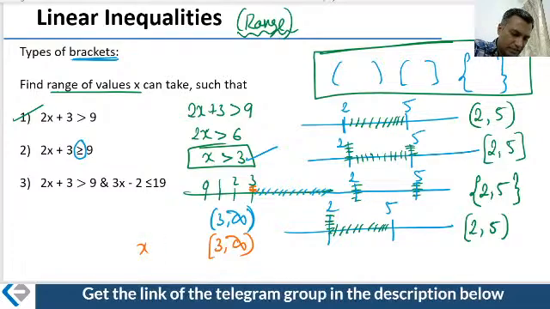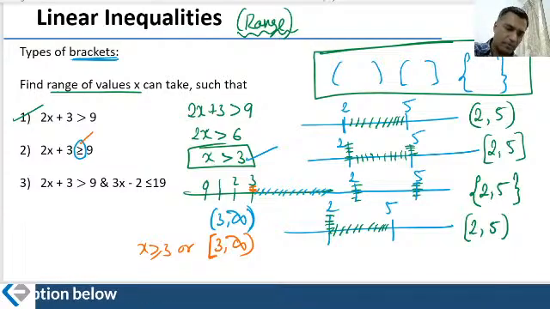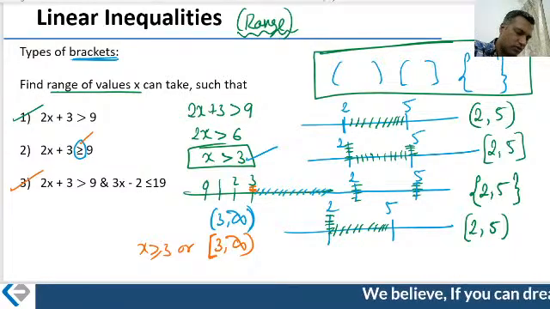Or x is greater than or equal to 3. The same thing can be represented with the simple bracket changed to a square bracket, because this time it is greater than or equal to. Simple.